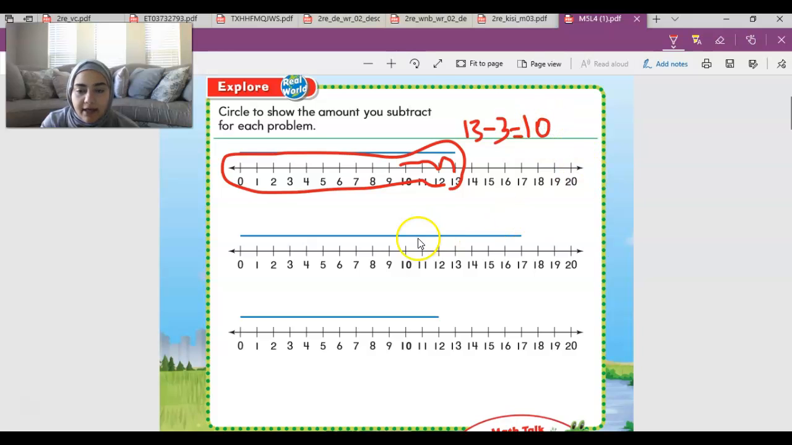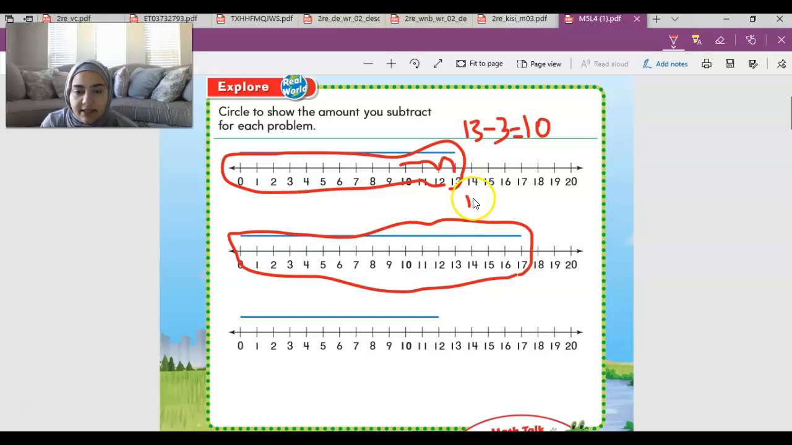All right, how about here? Here it stops at 17, so the first number will be what, class? It'll be 17, you're right. So then we're going to do 17, take away what? Well, how many do I have to take away to get to 10? 17, let's jump back. 1, 2, 3, 4, 5, 6, 7. So 17 take away 7 equals 10.